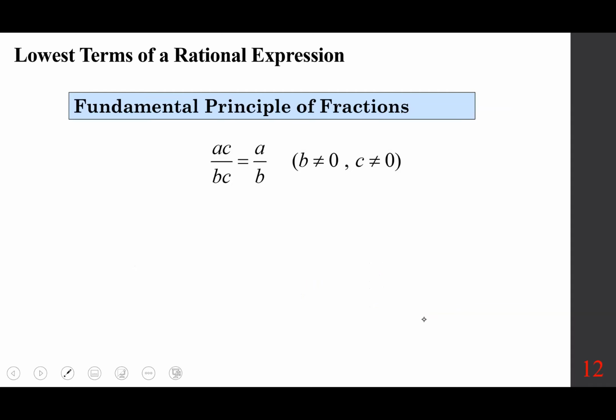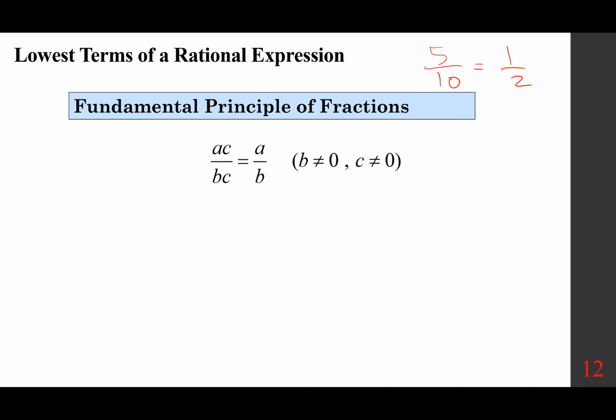Lowest terms of a rational expression, the fundamental principle of fractions. As you know, anytime you have a fraction, you want to make sure you put it in its lowest terms. For the sake of argument, you can never say this is my final answer unless you're reducing the fraction. The final answer is 1/2. And that's the idea behind this concept.